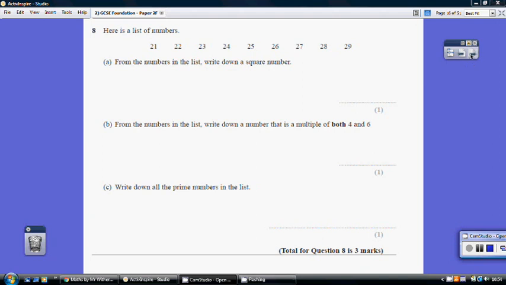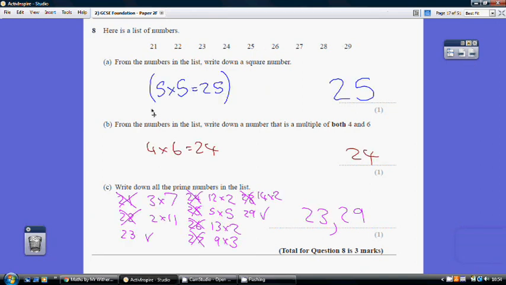Question 9. Well, the only square number there is 25, because 5 times 5 is 25. From the numbers in the list, write down a number that is a multiple of both 4 and 6. Well, 24 is a multiple of both 4 and 6. 4 sixes are 24.